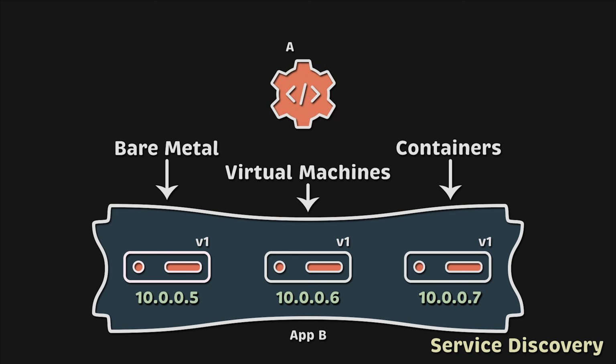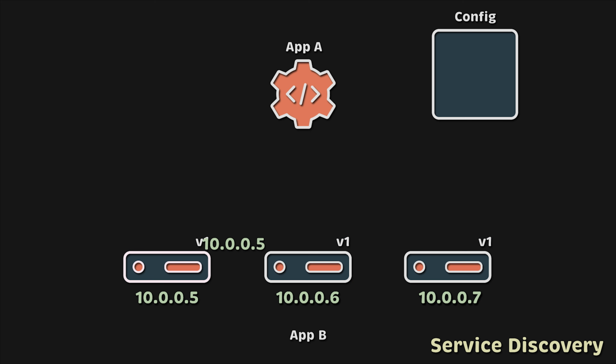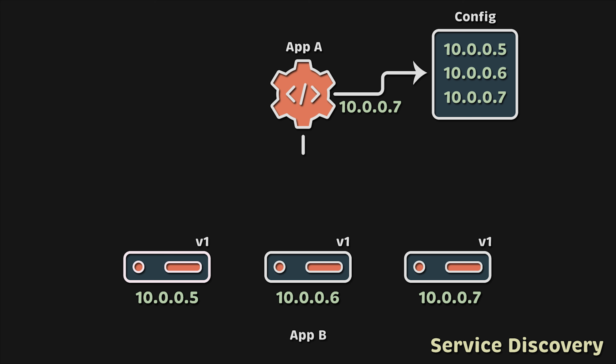Imagine App A needs to send a request to App B. The old school way was to manually hard-code App B's IP addresses into App A's configuration, from which it could then pick one and send the request. But what happens when you upgrade? Or what if you scale up to handle more traffic?